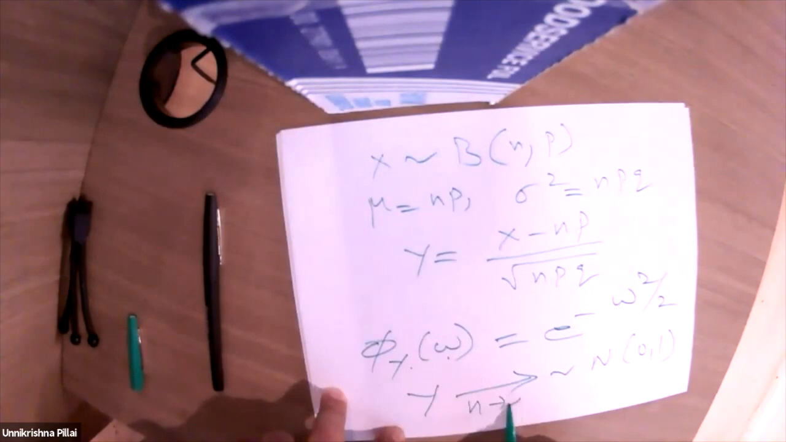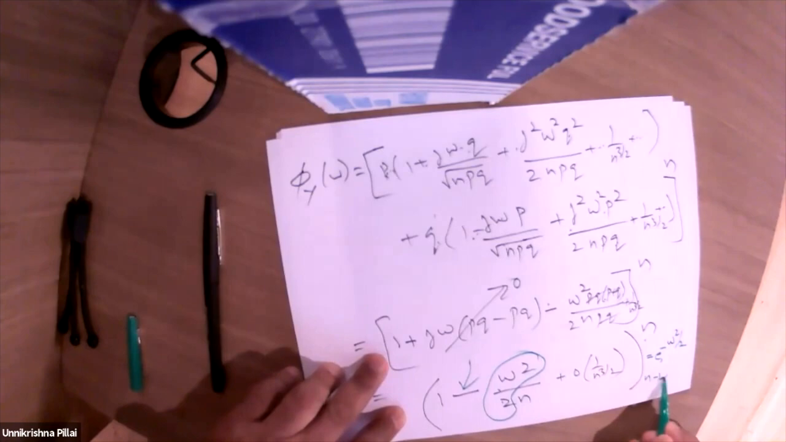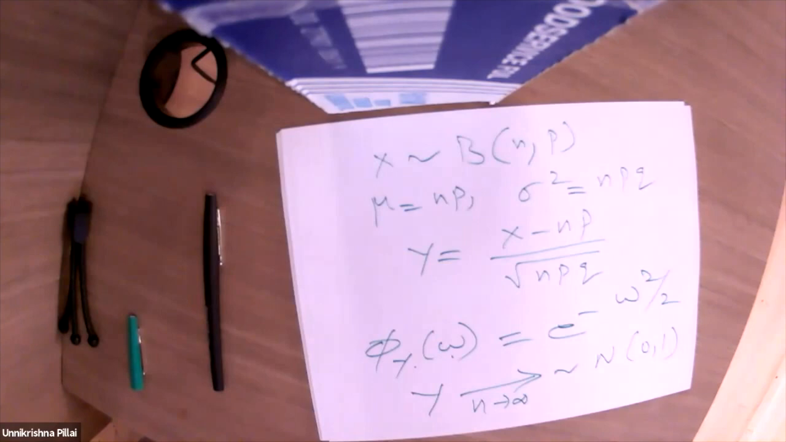Where do we need n to go to infinity here? For this expression to look like this, n has to go to infinity. Nothing about p. P doesn't have to go to zero or anything. If n goes to infinity and p goes to zero, you get a different approximation: Poisson, not Gaussian. So look here, Y is Gaussian.